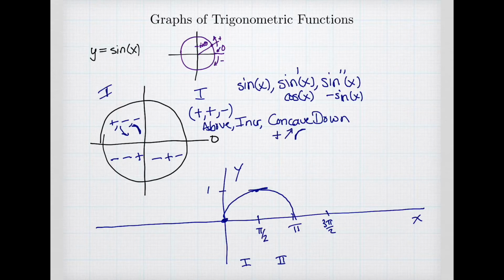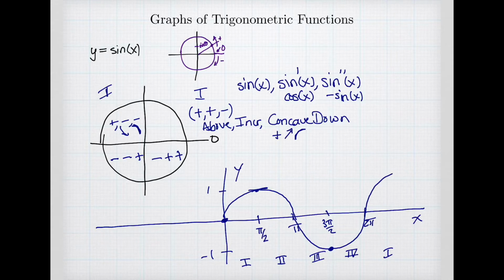I'll be below the axis, decreasing and concave up. And so I reach my minimum at negative 1 y value. And I am just going to oscillate. That's 2 pi. So that was quadrant 3, quadrant 4. I'm below the axis, increasing and concave up. I made a sign error. I should have been negative, positive, positive. So I'm below the axis, increasing and concave up. And then I just start over because I'm back to quadrant 1.